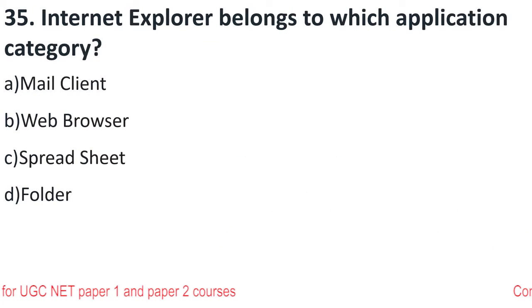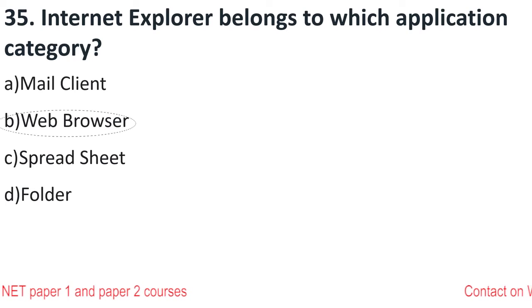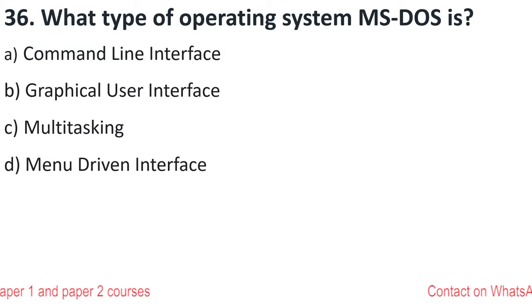Internet Explorer belongs to which application category? Is it a mail client, web browser, spreadsheet, or folder? Definitely, it is a web browser. We all know Internet Explorer is very famous. It was developed by Microsoft. B is the answer. What type of operating system or OS is MS-DOS?